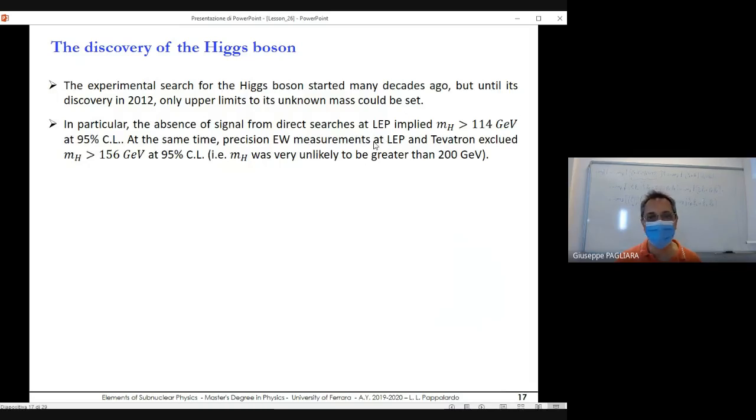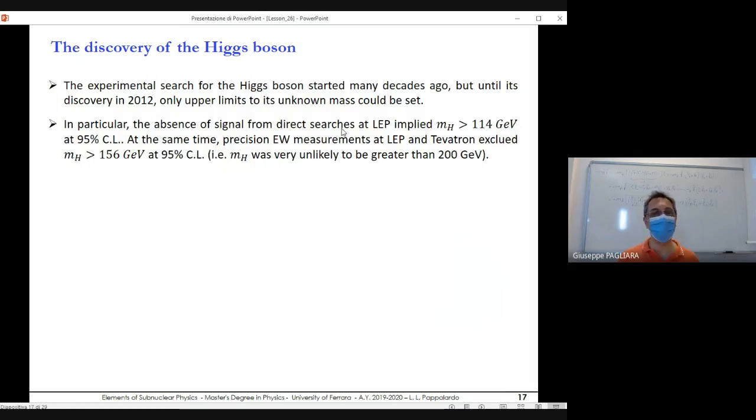So the two main contributions were given by LEP, which was operating in the 90s, where they found a lower limit for the Higgs mass of 114 GeV. So this was the maximum that they could explore at LEP, and they didn't find anything. So the mass of the Higgs must be at least 114 GeV.